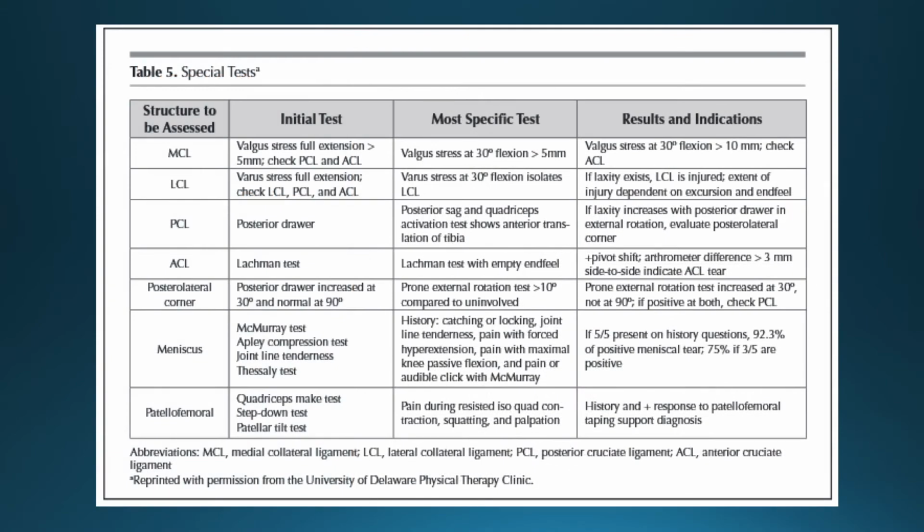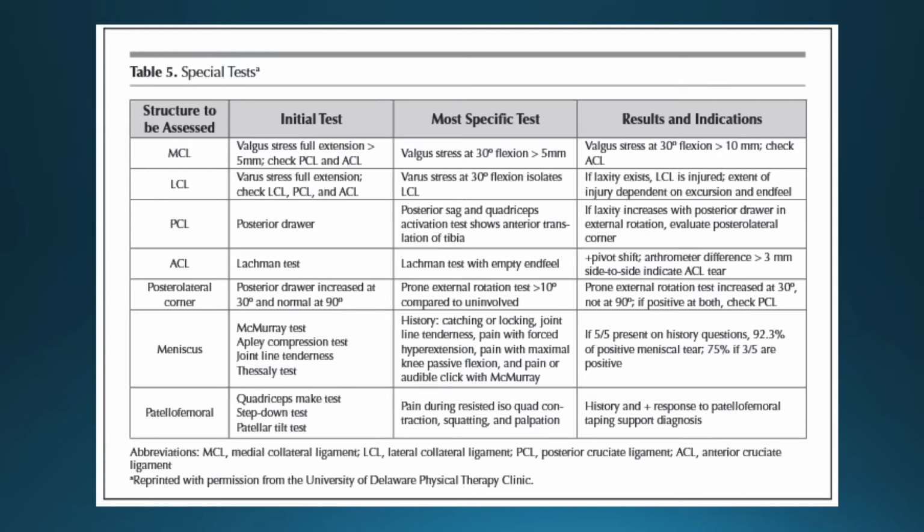So this is a review of some of the special tests of the structures we just discussed. For the MCL, the initial test in the evaluation may be the valgus stress test in full extension. If you're looking at greater than 5 millimeters, you want to check the PCL and the ACL. The most specific test for the MCL would be the valgus stress test at 30 degrees flexion. If that's greater than 10 millimeters, you need to be concerned about the ACL. With the LCL, we're looking at the varus stress at 30 degrees flexion, isolating that LCL.